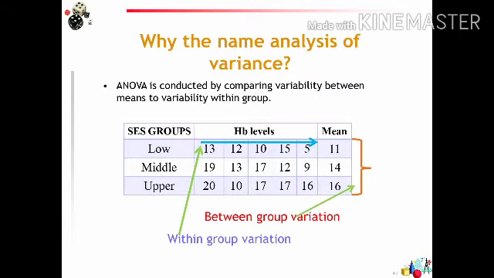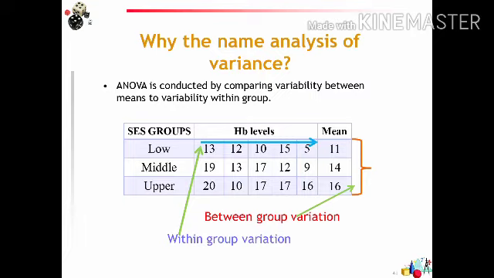Why the name analysis of variance? Here, the ANOVA is conducted by comparing variability between means to variability within groups. So here you can see the data. The data are arranged based on the socioeconomic groups, and corresponding HB levels are given here. So suppose in socioeconomic class low level, there are observations, HB levels 13, 12, 10, 15 and 5.